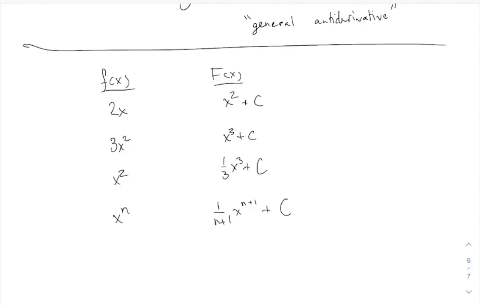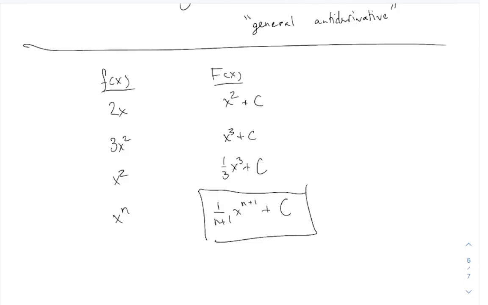You increase the power by 1. This is a rule worth memorizing. You increase the power by 1, and then you divide by that new increased power out front. This is the opposite of the derivative power rule. The derivative power rule is you multiply the exponent into the coefficient, and then you decrease the exponent by 1. This is the opposite. It says you increase the exponent by 1, and then you divide it into the coefficient. You're doing the opposite thing, and in the opposite order.